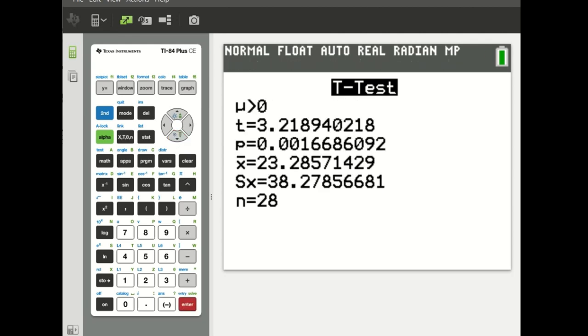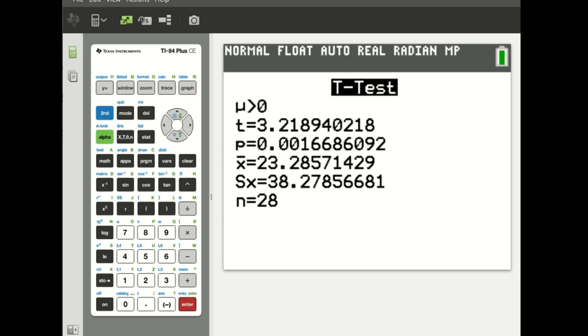So there's a reminder of what we're testing. We're testing that mu is greater than 0. Of course, we're doing a t-test in the context of differences, so that's mu sub d is greater than 0. There's our t value. That's kind of taking the place of z. It's very similar to telling us about how many standard deviations we are from the mean. And 3 is fairly large, and you can convince yourself of that by looking at the p-value. That p-value is really close to 0.